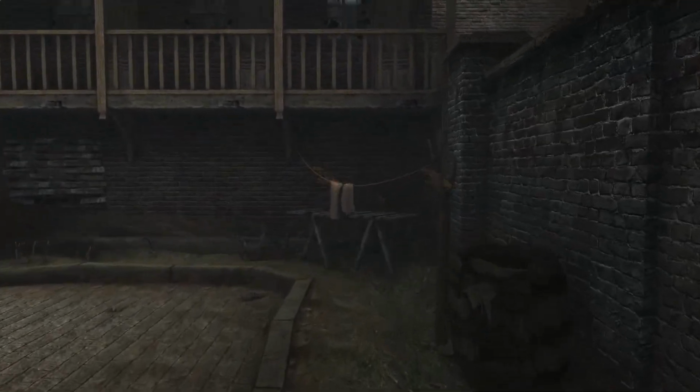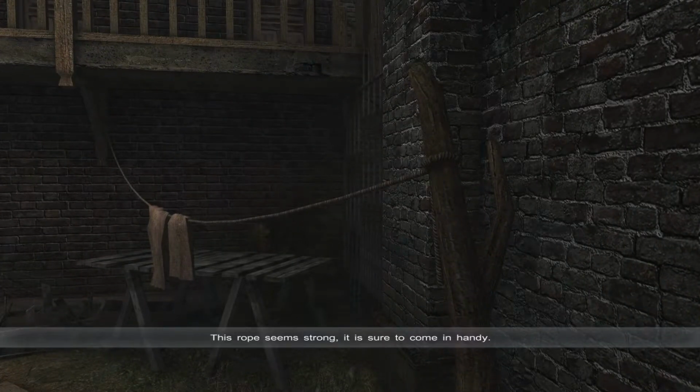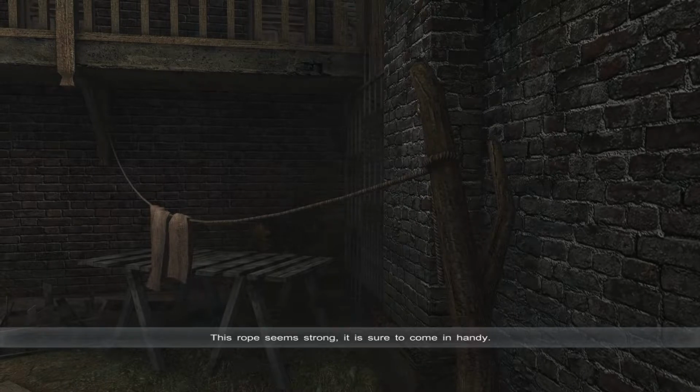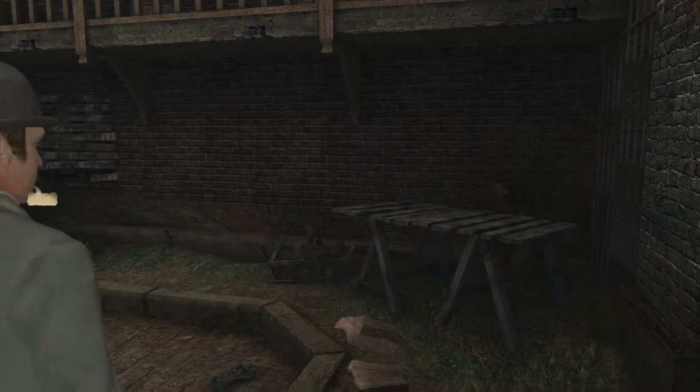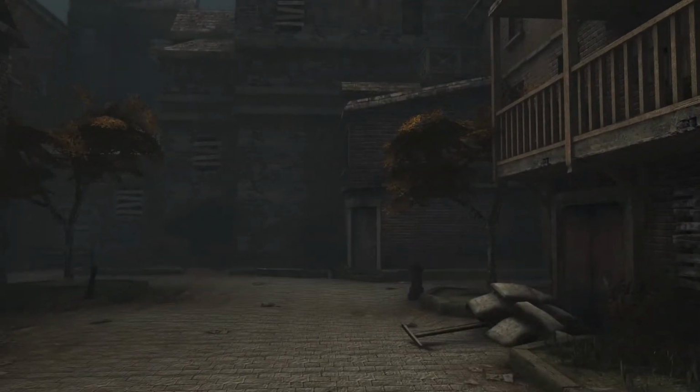I think we need a rope. I don't know why. This rope seems strong. It is sure to come in handy. If you say so, I will take it. Because if you can take it, we need it. What else?